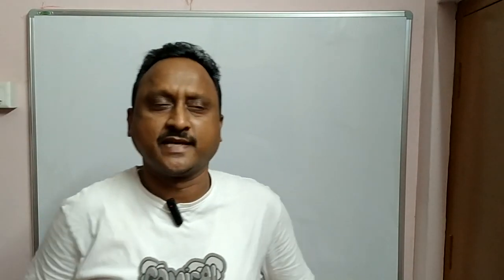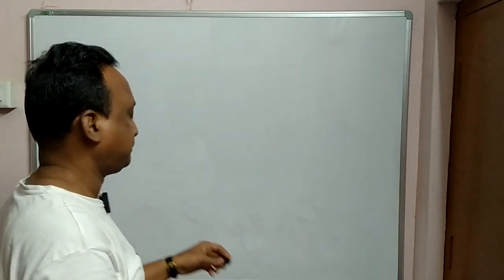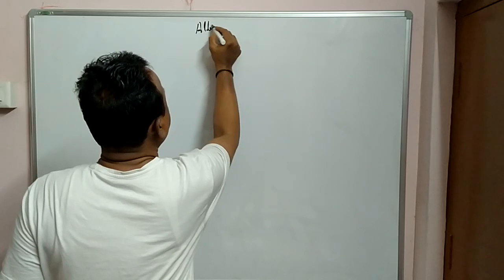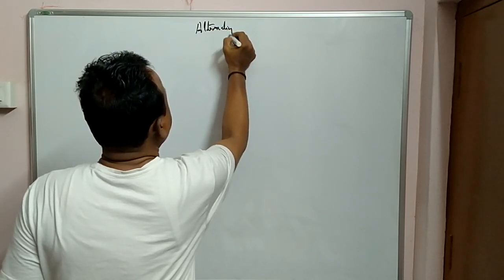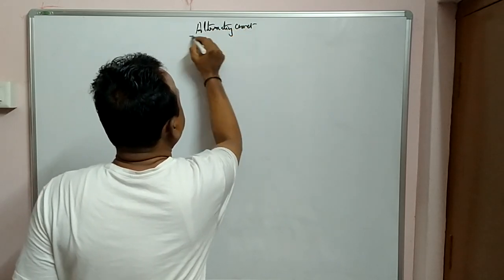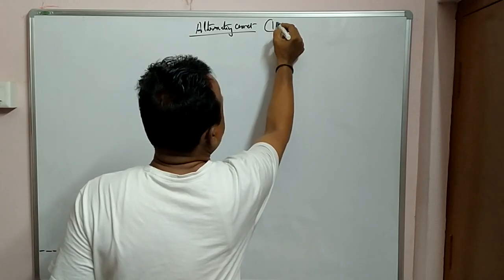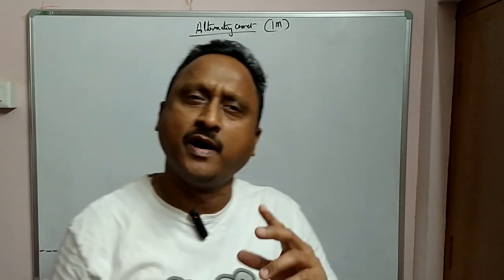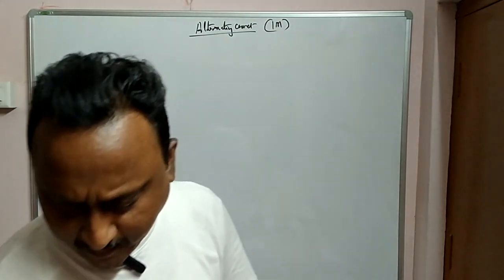Hi friends. Today I am starting another new chapter in second year physics, a very interesting one: alternating current. From this chapter you will hardly get 1 to 2 marks in MSET. Now let us start the chapter.